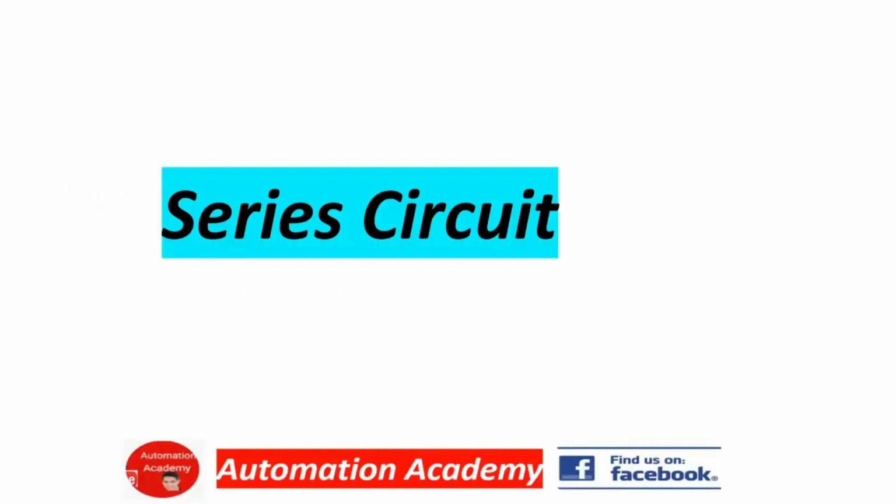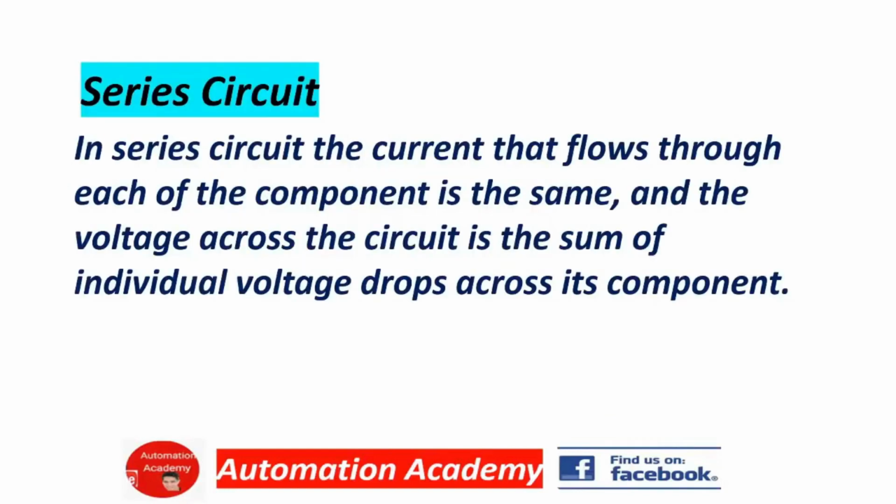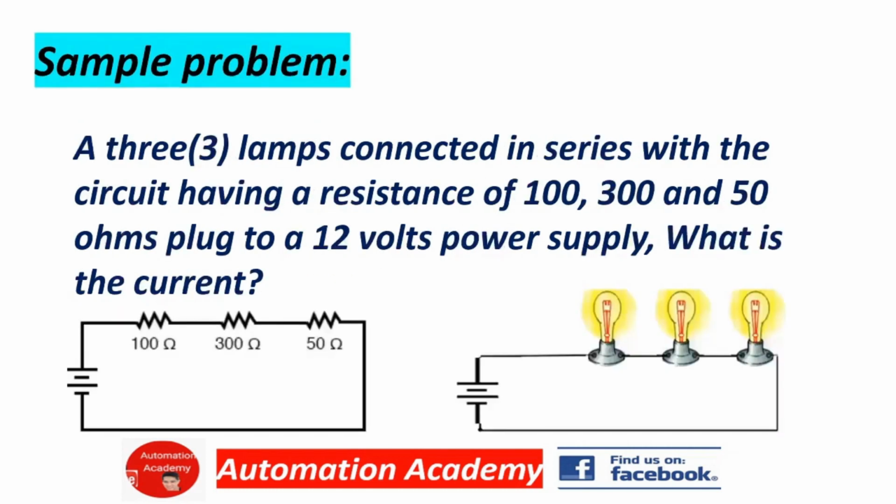Our next topic is series circuit. In series circuit, the current that flows through each of the components is the same, and the voltage across the circuit is the sum of individual voltage drop across each component. Sample problem. 3 lamps connected in series with a circuit having a resistance of 100, 300, and 50 ohms. Plug in a 12 volts power supply. What is the current?